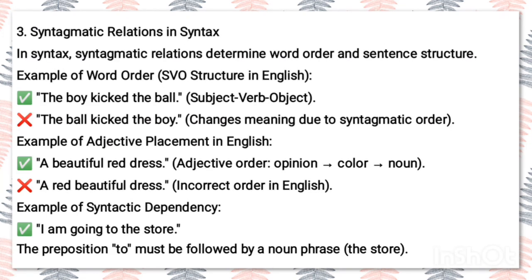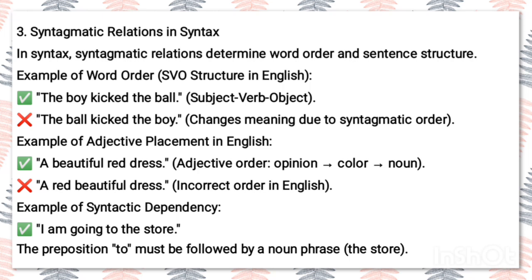In syntax, syntagmatic relations govern the word order in a sentence and determine how words are arranged to form grammatical and meaningful structures. For example of word order, SVO structure in English: the boy kicked the ball. This follows the typical SVO, subject verb object, order in English. If you change the order like the ball kicked the boy, the meaning changes and it becomes semantically odd because the subject and the object roles are reversed.